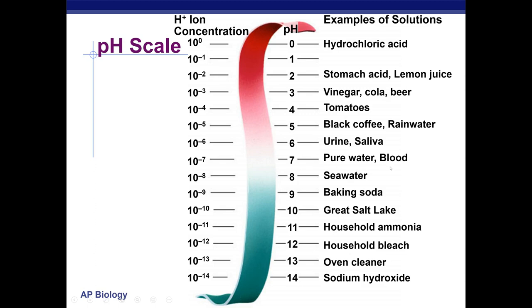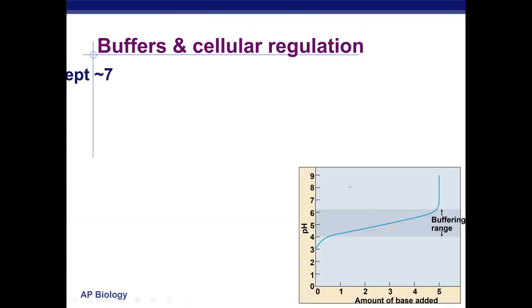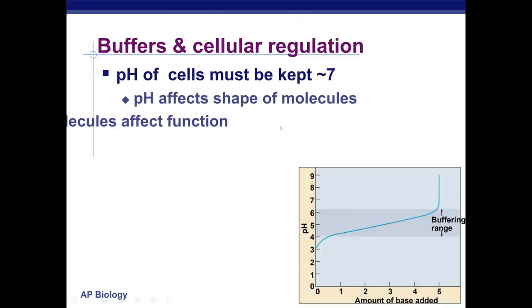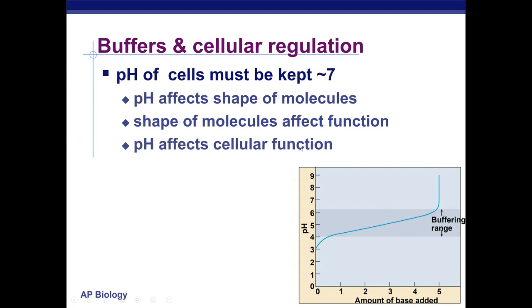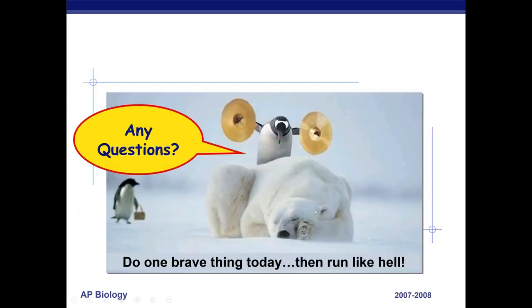And then pure water and blood is 7. And then we get more and more and more. You get to the point where you don't want to be drinking ammonia, bleach, oven cleaner, or hydroxide. These help regulate our cells to a pH of approximately 7.3 to 7.4, by buffers. We use a very important chemical buffer in our cells, in our blood, but that is a 2402 topic.